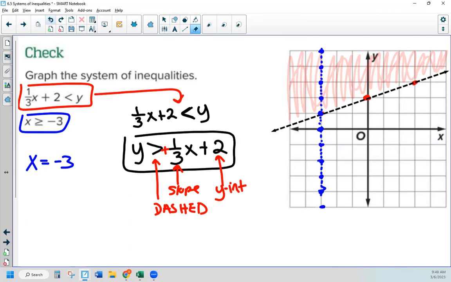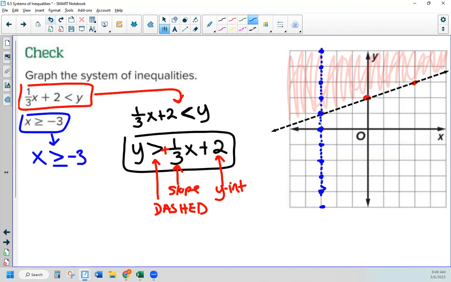Now, let's not forget that this is an inequality. Inequality means we're talking about more than or less than. So how do I read this? My x values, or the solutions that I'm thinking about, have to be greater, more than, right? More than or equal to the number -3.